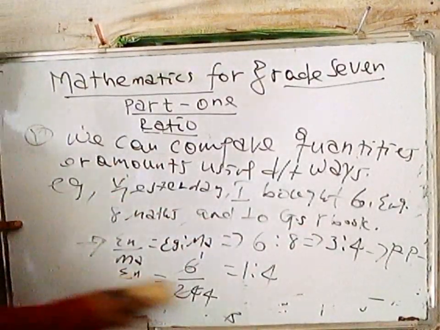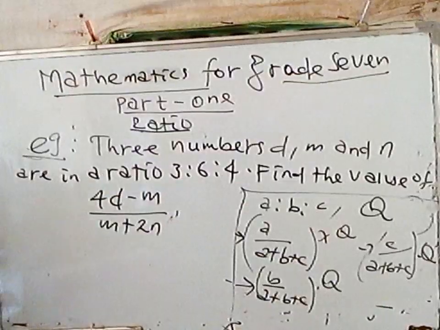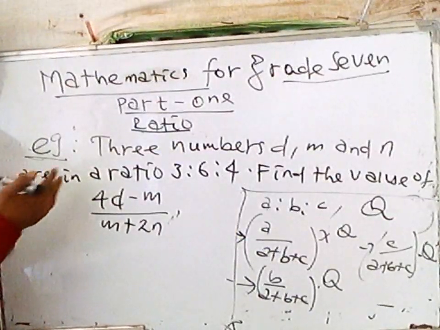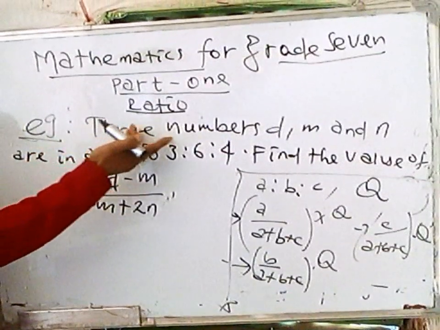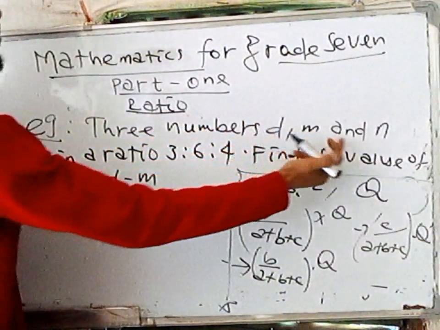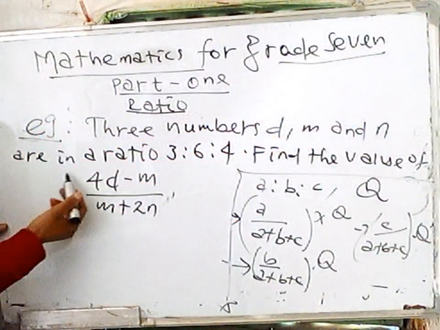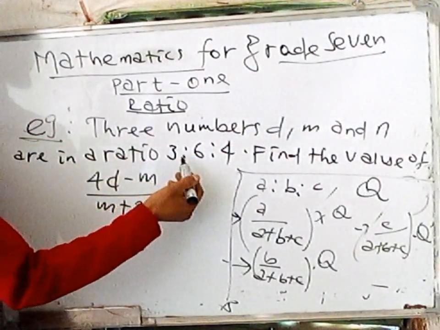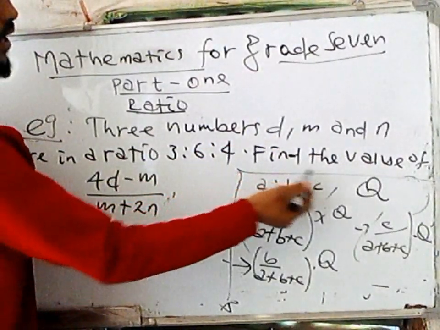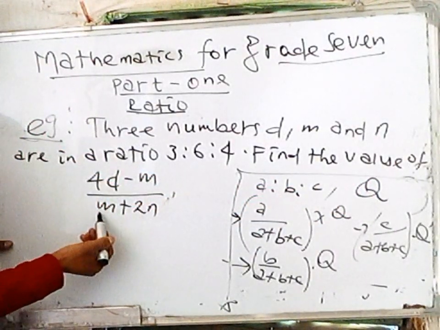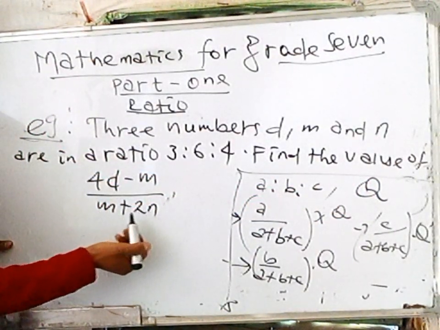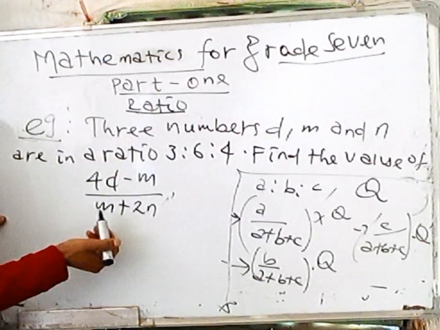This is about ratio. Okay, let me give you an example on ratio in problem form. Three numbers D, M, and N are in a ratio 3 to 6 to 4. Find the value of 4D minus M over M plus 2N. This is taken from your review exercise.